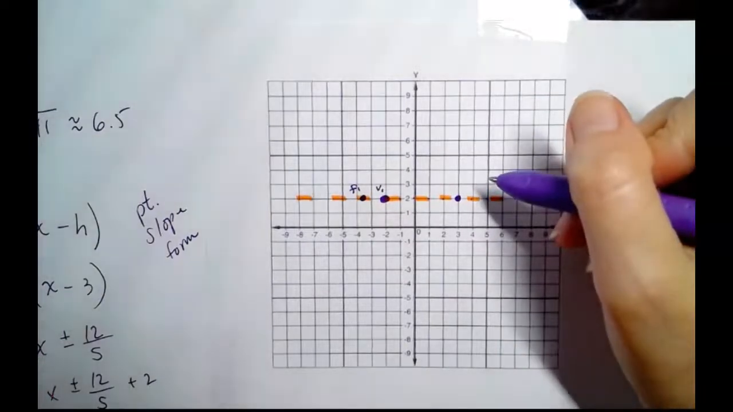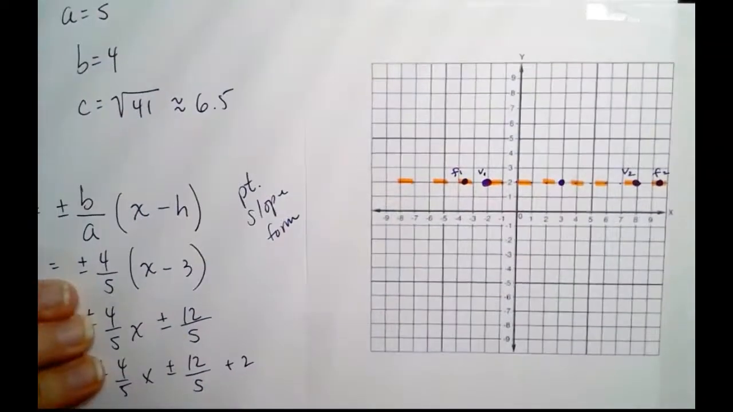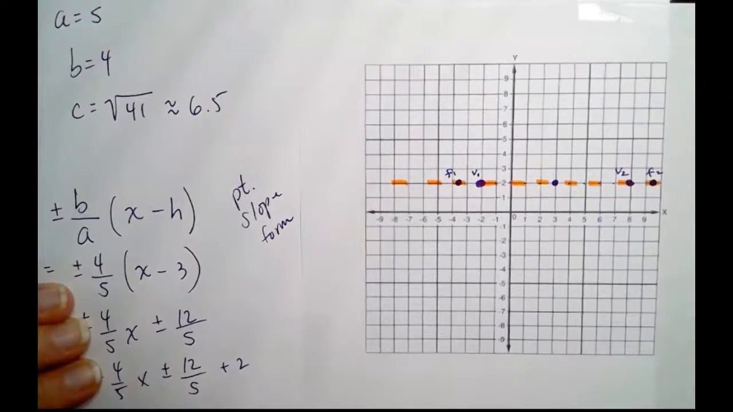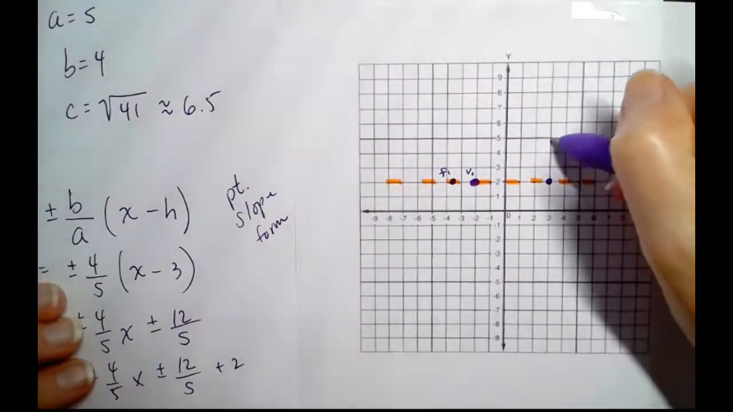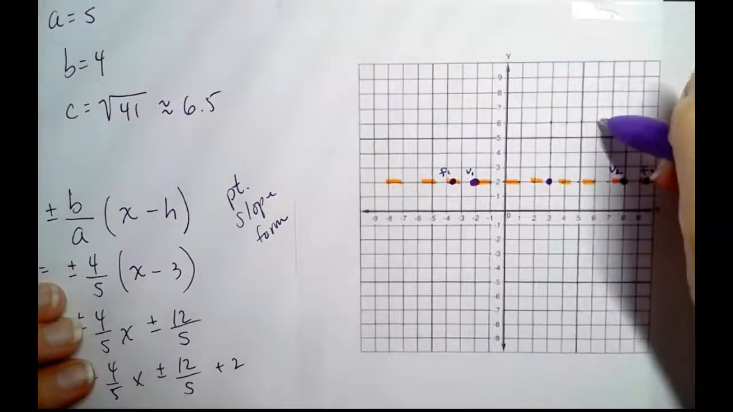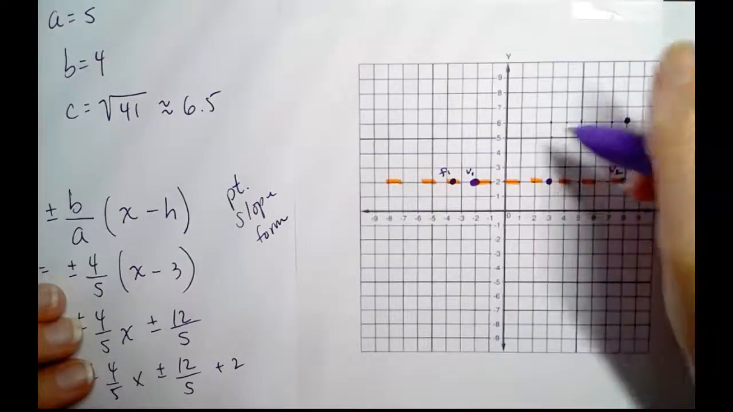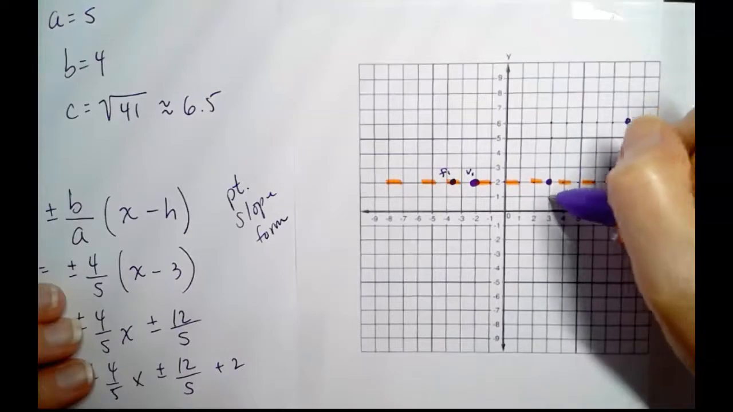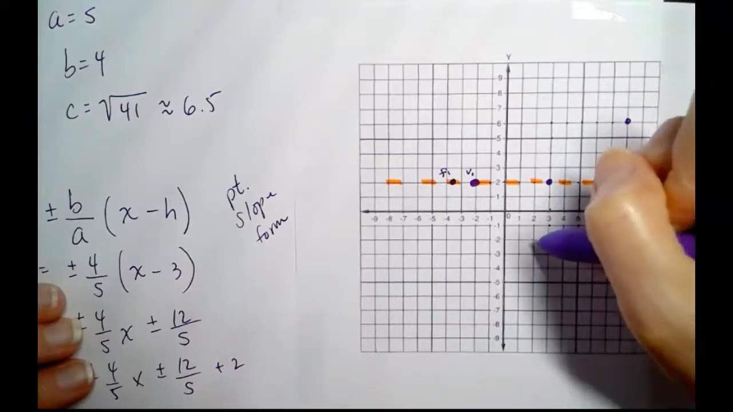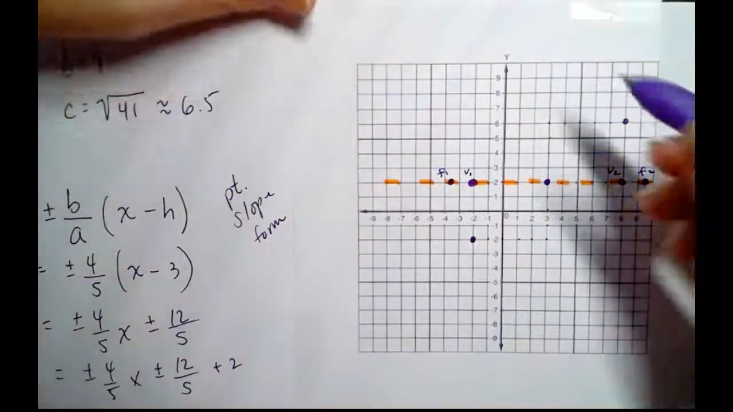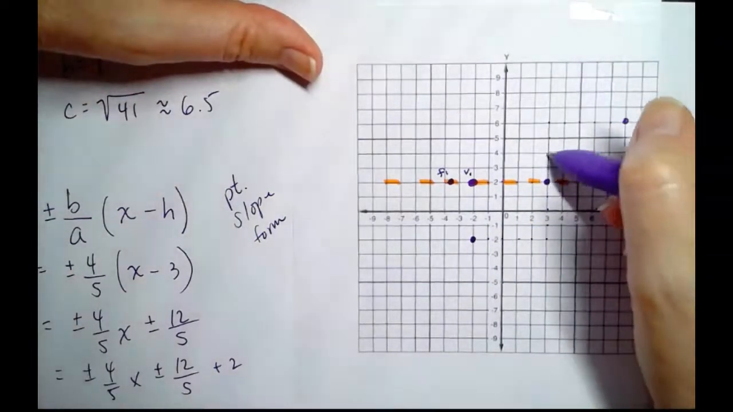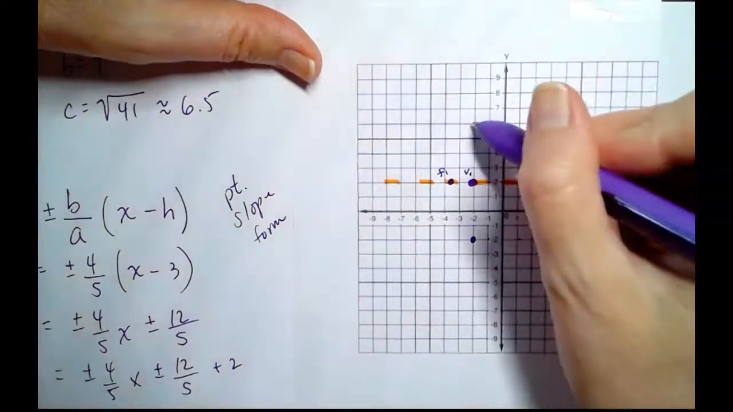So slope 4/5, plus or minus 4/5. Remember, slope is rise over run. So we're going to be rising 1, 2, 3, 4, running 5. Down 1, 2, 3, 4, back 5. Do the same thing in the other direction. Up 4, and then back 5.